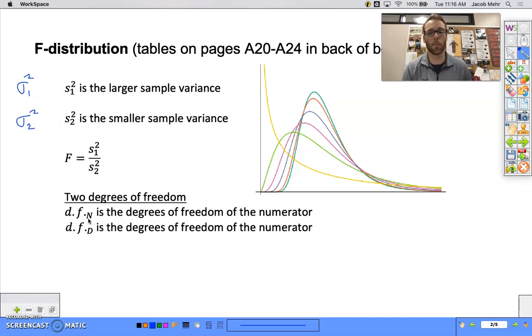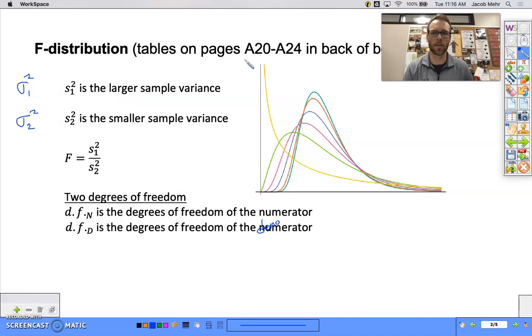So the degrees of freedom from the first one, the n, stands for numerator. I have a typo down here. The second one is for the denominator. That's what the D stands for. So we have 2 degrees of freedom that determine which of these distribution curves we're looking at. It's this big family, and our degrees of freedom from the numerator and denominator will help us find that.